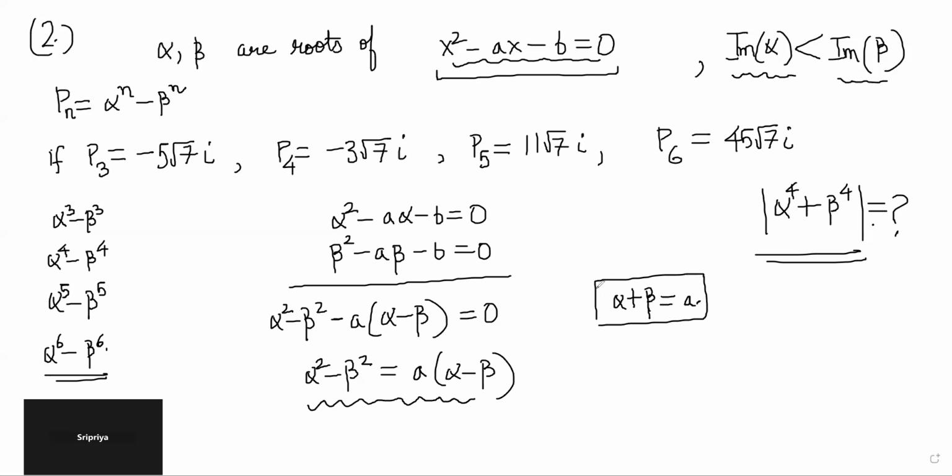That anyway we knew, and from the equation, we also know alpha beta is equal to minus b. Okay, we know these two things. We know alpha square minus beta square is this. So alpha minus beta, to find out this stuff.